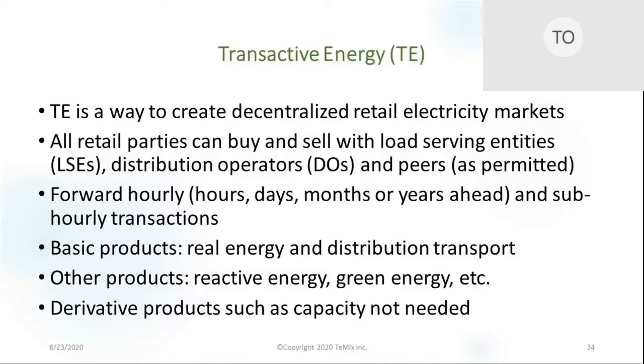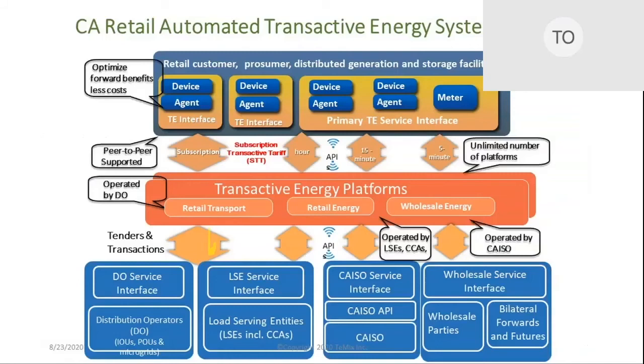Next slide. So this is the overall retail system that we've piloted in large part in the pilot we just completed. At the top, you see the customers, prosumers, and distributed generation. In the middle, you see the transactive energy platforms. And at the bottom, essentially, you see the supply side, which is the distribution operator, the load-serving entity, the California ISO, and the forward wholesale markets on the right at the bottom.